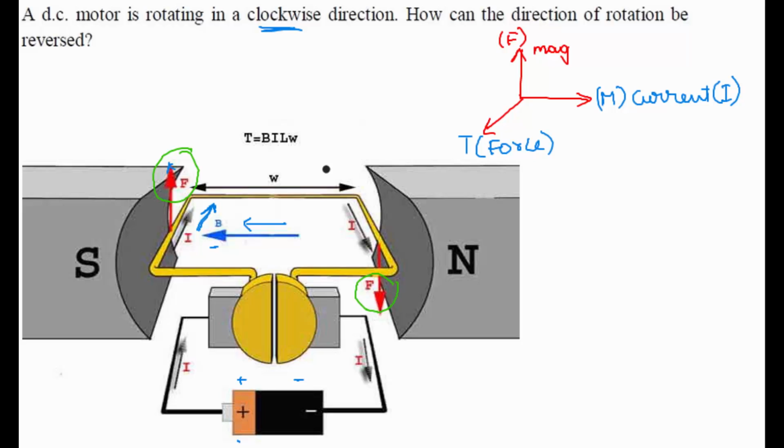This is rotating in clockwise direction because forces are acting in this manner. Here upward and here downward, giving it a couple. Now if we change the direction of both these forces, it will start rotating in the opposite direction.